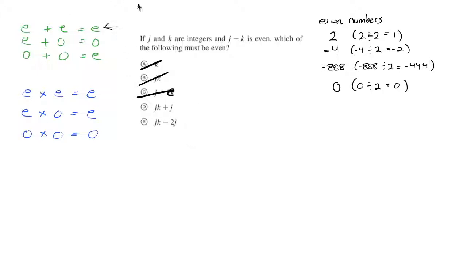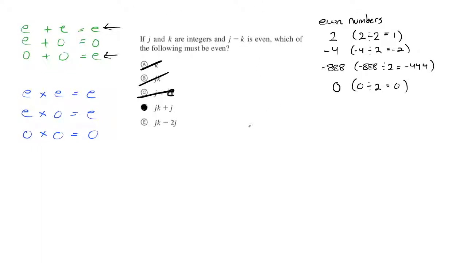But consider the case where they're both odd. Now this is odd times odd, which is definitely odd. But this is odd, because both are odd. Well, now that means that this is odd plus odd, but by this rule, odd plus odd is even. We have shown in both possible cases that D must be the answer. This will always be even.